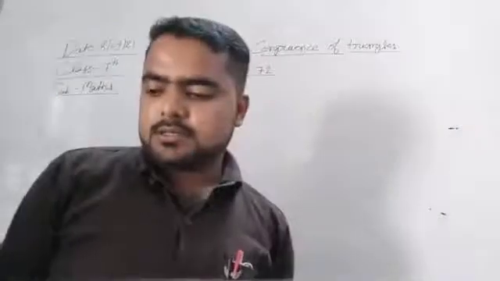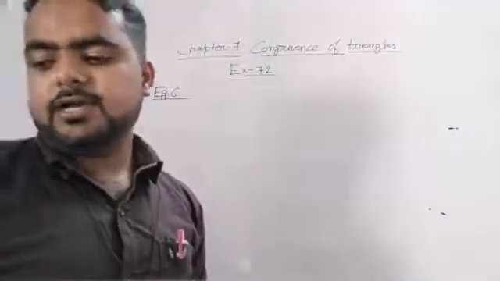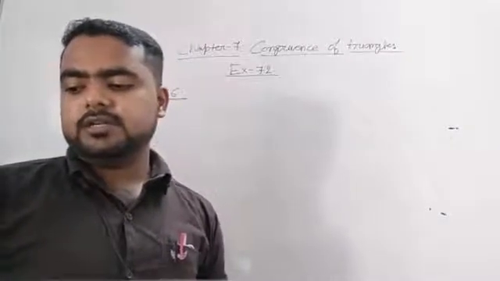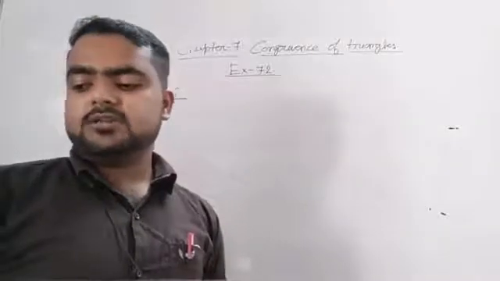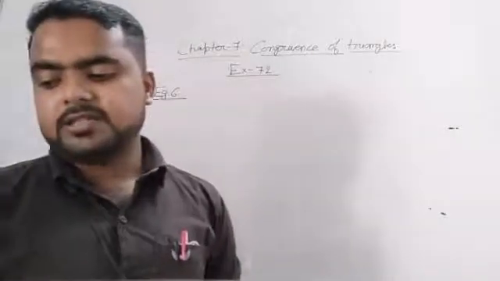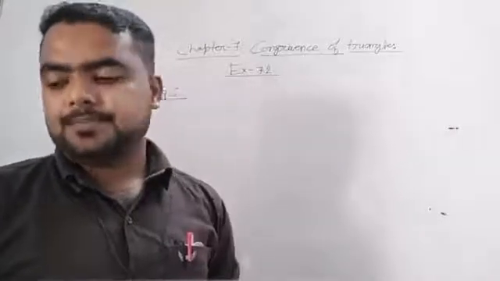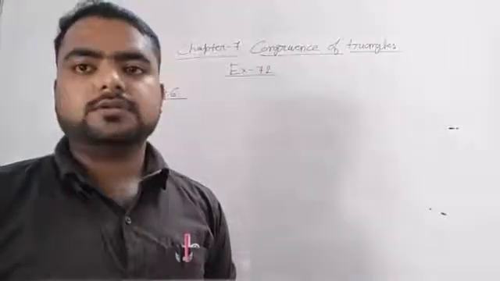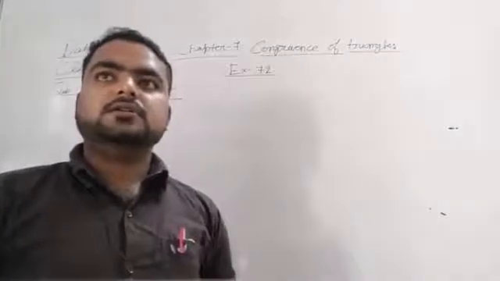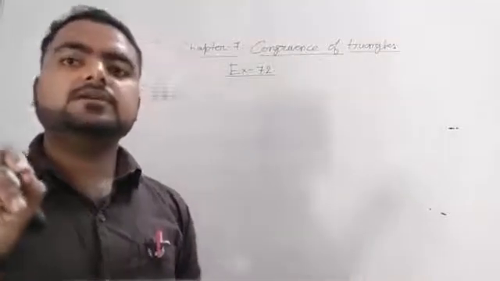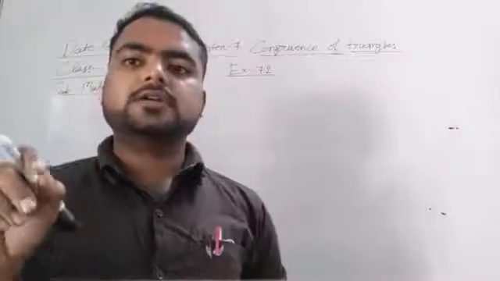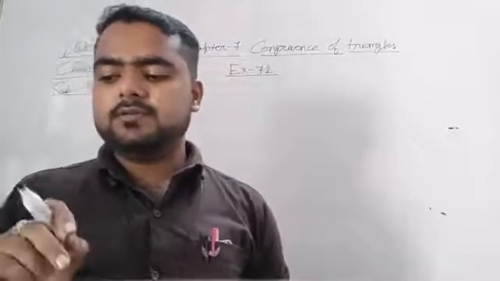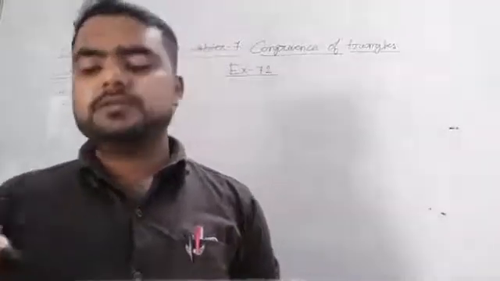In example 6, it is written that by applying the angle side angle congruency rule, it is to be established that triangle ABC is congruent to triangle QRP, and it is given that BC is equal to RP. Now what additional information is needed to establish the congruence? So we have to satisfy the angle side angle congruency criteria for triangle ABC and triangle QRP, and one piece of information is given, the side BC is equal to RP.